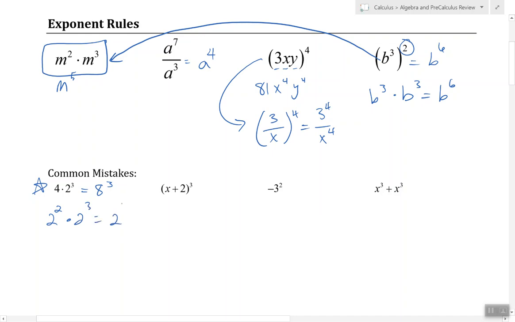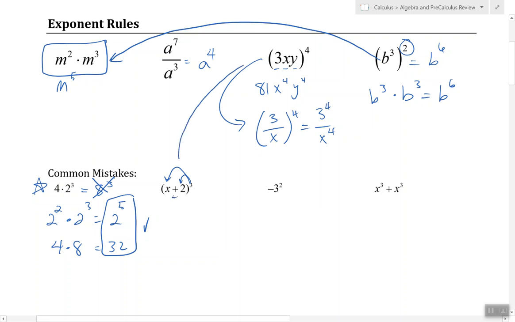That would be 2 to the 5th power. Or, of course, you could also follow order of operations in this particular context to do 4 times 8. In either case, you will get the correct answer of 32 and not the incorrect answer of 8 to the third. The next mistake we'll sometimes see is distributing exponents through a set of parentheses that have addition.